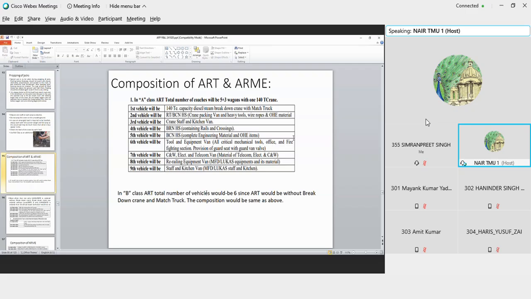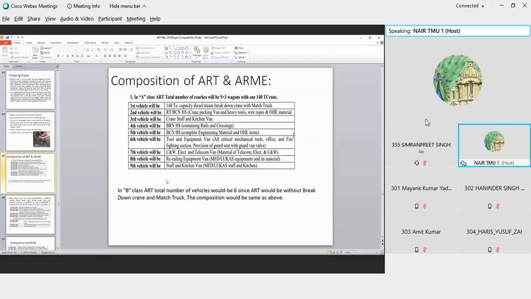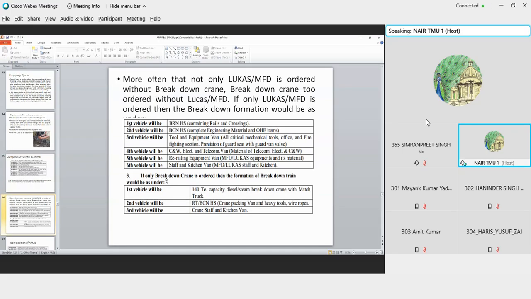You have a B class ART where the 140-ton crane is not there. From the 4th vehicle to 9th vehicle, the train formation would be there. So that is called a B class ART. And there is a C class ART where you have very basic re-railing equipment.